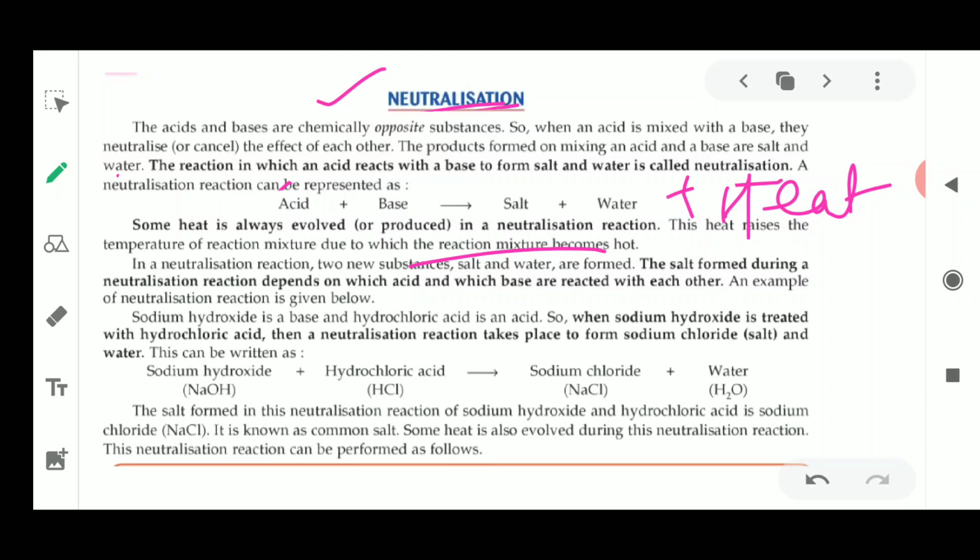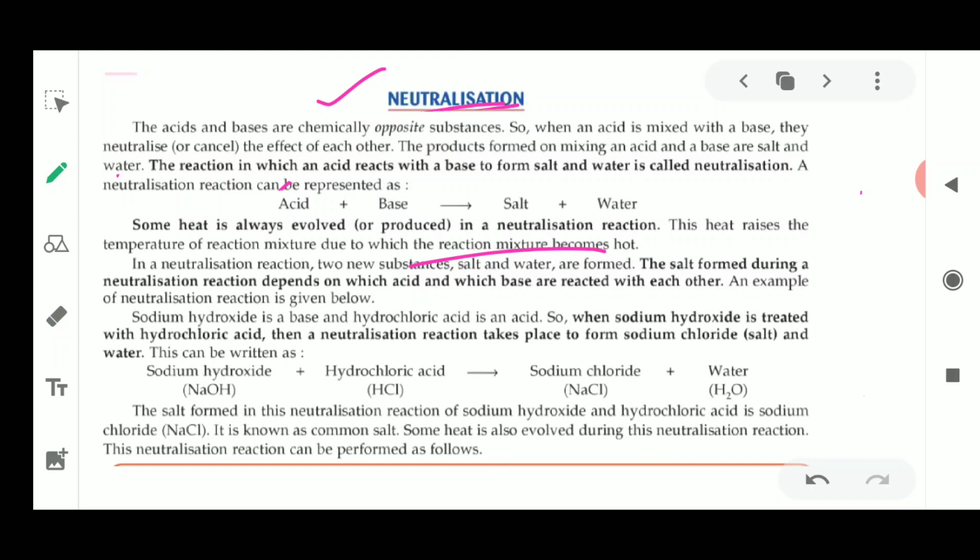So wherever this reaction is taking place, you are having acid and you are adding base to it, it is going to form salt and water, and this test tube becomes hot. It will raise the temperature of the solution present inside the beaker or the test tube in which your experiment is being done. So in neutralization, two new substances are formed, that is salt and water.